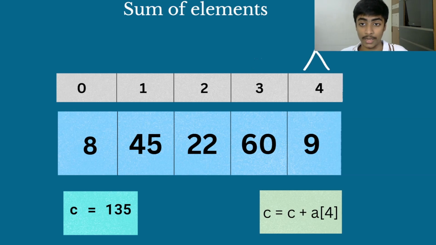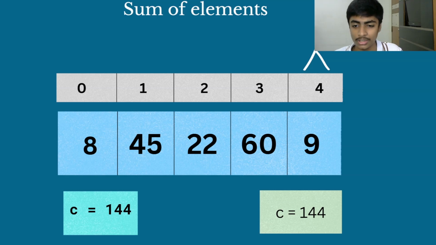Our I is going to increment again to 4. This is our last element. C is equal to C plus A of 4. C is currently 135. Basically, C is 135 plus 9. So our final solution is going to be C equals 144. And if you add all the elements, you can see that I do get 144 as the sum of all my elements.